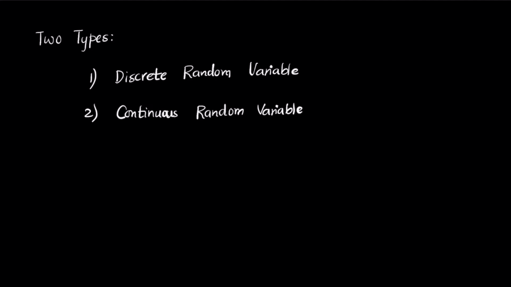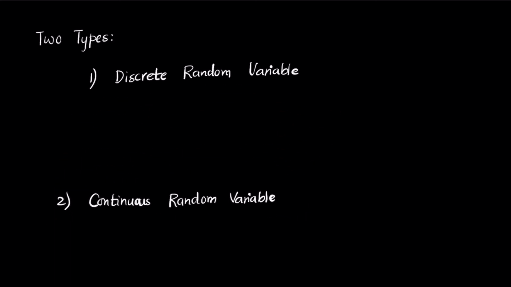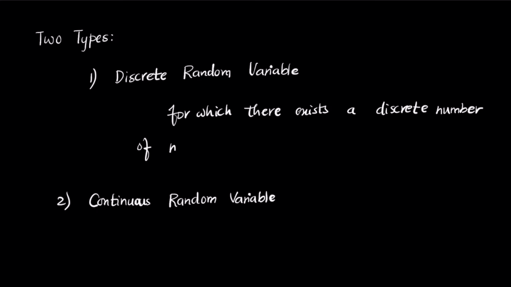The name itself says something about each of these. So what is a discrete random variable? A discrete random variable is one for which there exists a discrete number of numerical values. So we call that a discrete random variable.